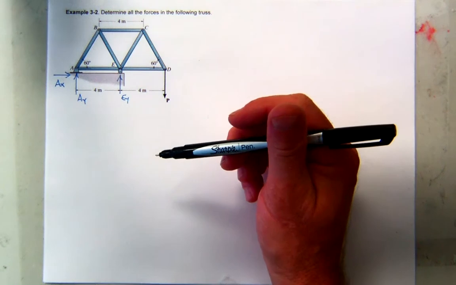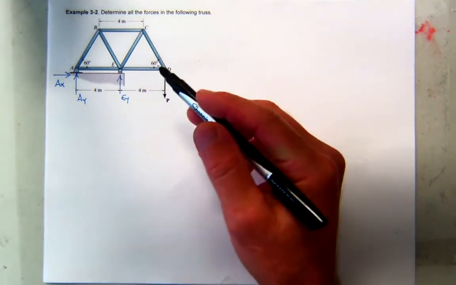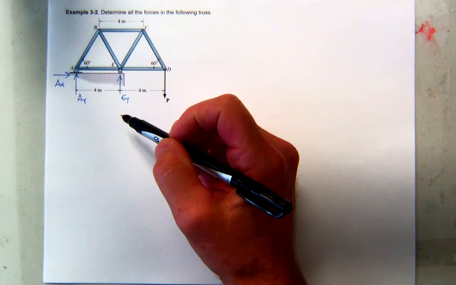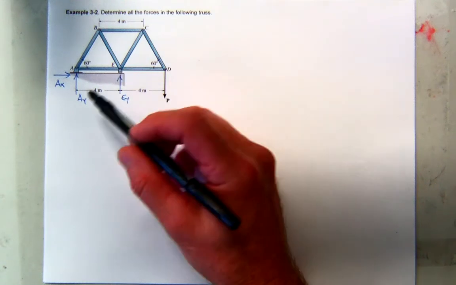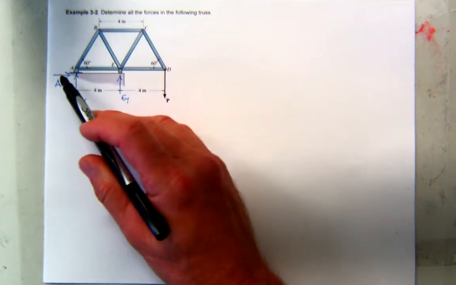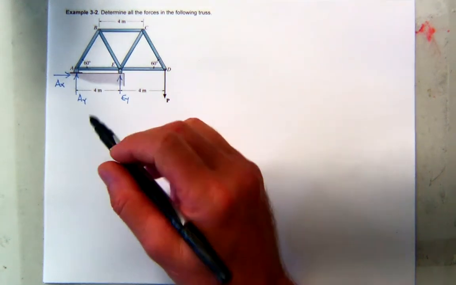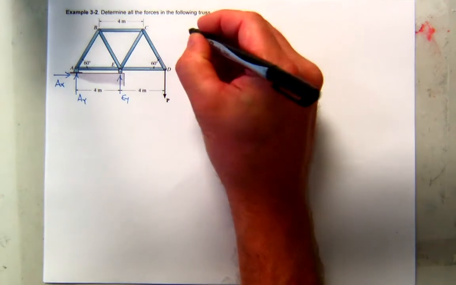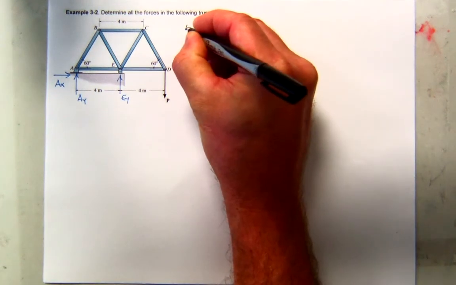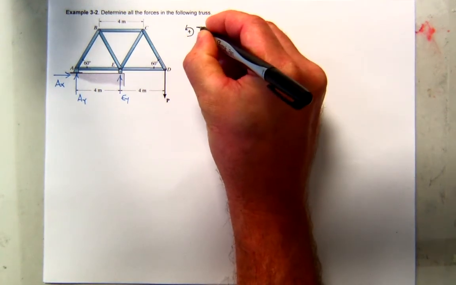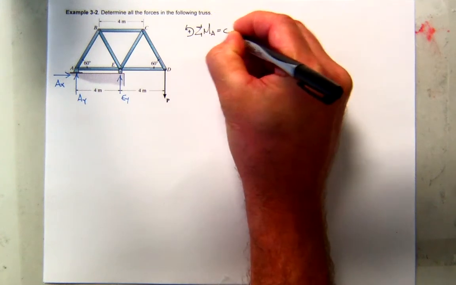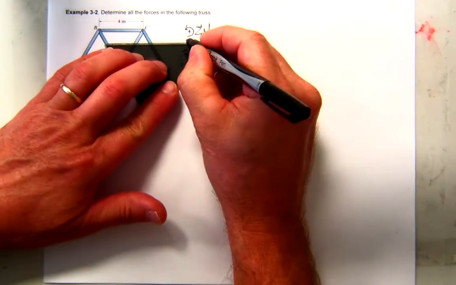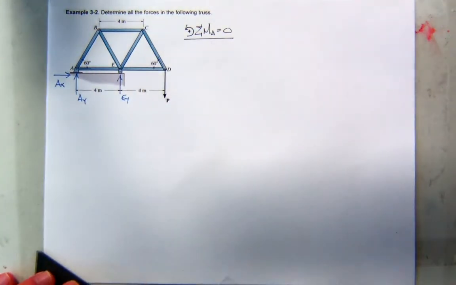So where should we start first? Yeah, that's probably a good place. We could go to E also. We could find AY because AX passes through E. But I always like to go to the pin, so we'll do that. So I'll assume right-hand rule for my moments, and we'll write that we're going to sum moments at A and put that into equilibrium. So there's our first equation.